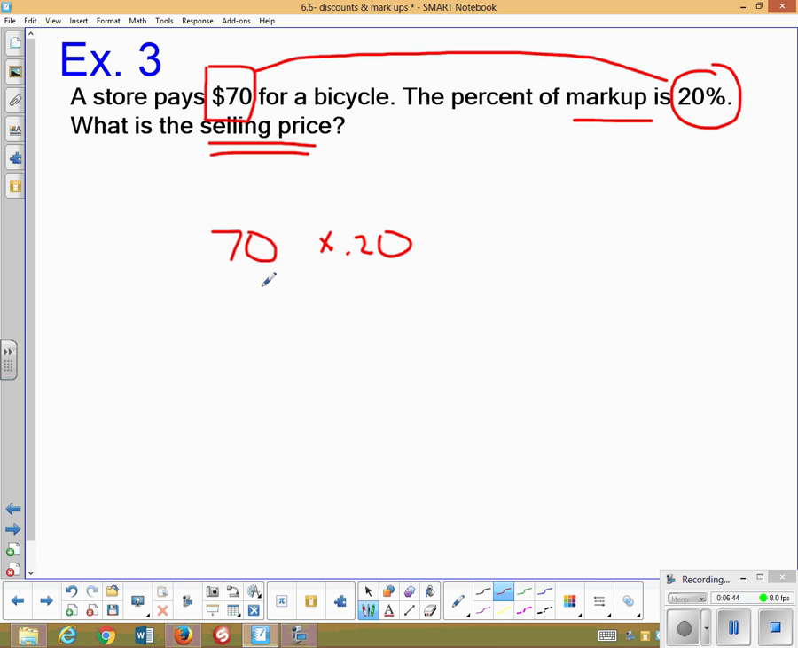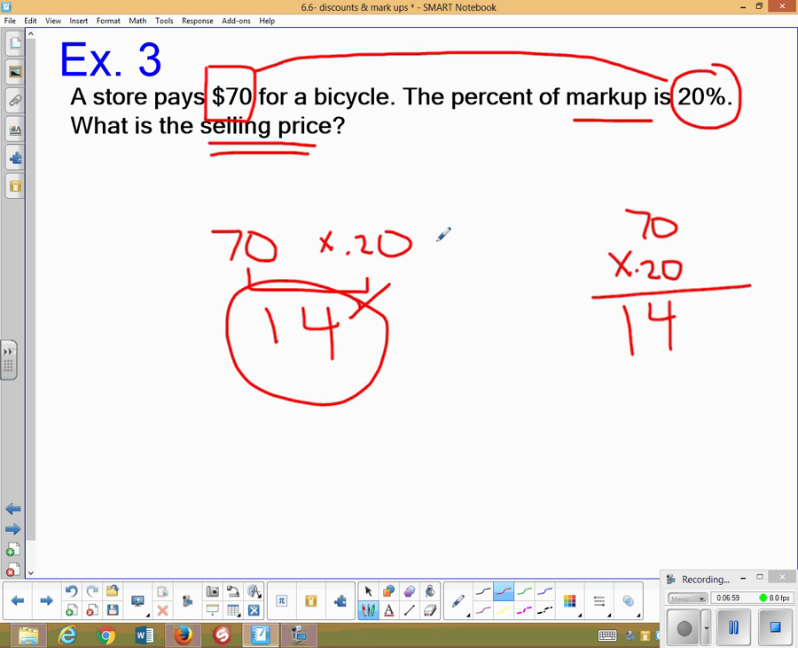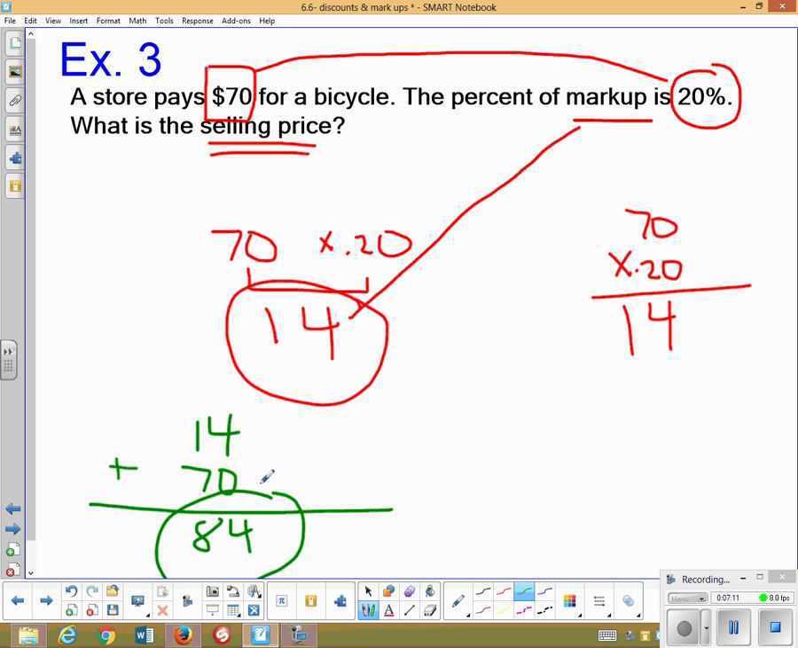When I multiply that, I can't do it across like this, I'm going to do it to the side. I will get a total of $14. Don't forget to count your decimals. $14. So the $14 I have here, that's not my selling price. That's just the markup that I'm going to mark it up with. So I'm going to take 14 and add it with $70 to get my final selling price. So if I add this up, I'll get a total of $84. And this $84 is my selling price. I will sell it to the customers for $84 after I bought it for $70. So this is called markup when you're a store owner.